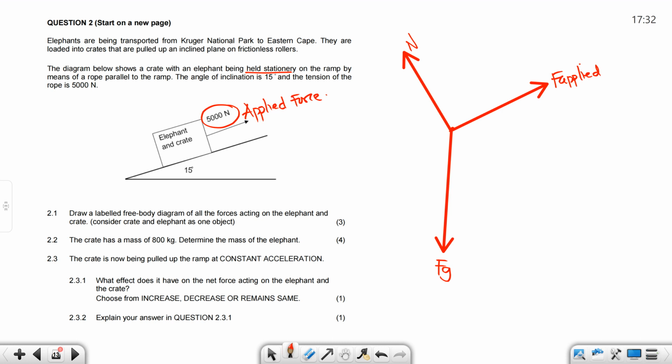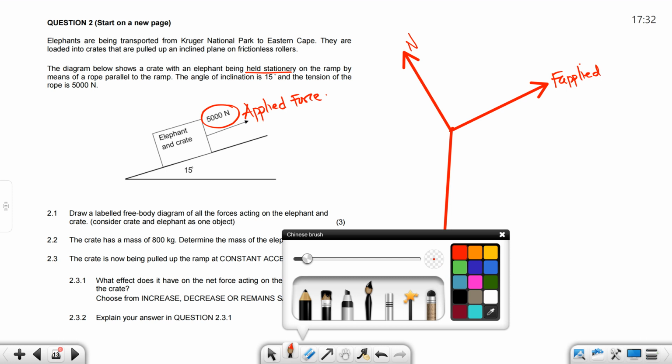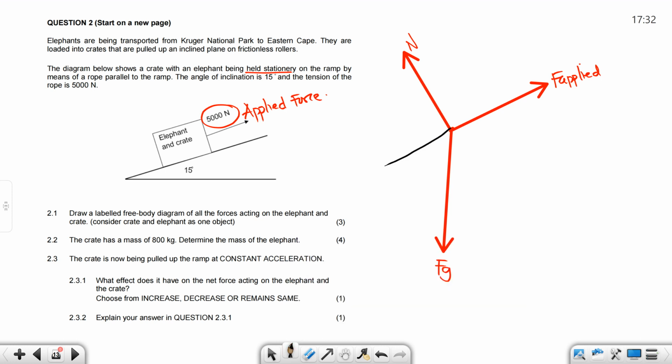But it's not necessary that there's static friction, though. Why? By the time we resolve this thing, I'm using a different line. FG parallel will be acting this way. All right? So it means force applied is then equal to FG parallel.